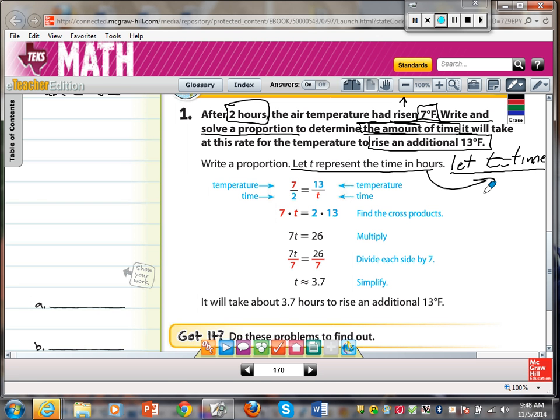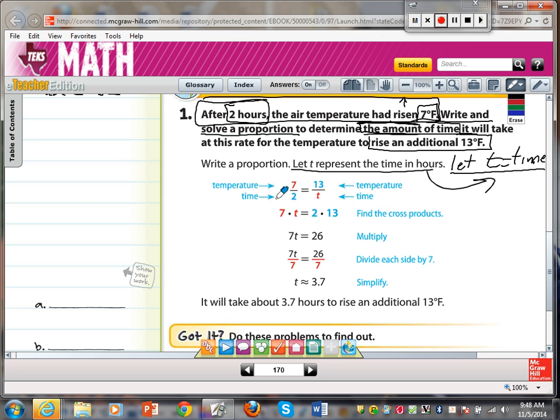Okay? So we first take the first part that they've given us. It says after 2 hours, the air temperature has risen 7 degrees. So 7 degrees will go on top, time will go on the bottom. Now from here, it really doesn't matter if you switch, if you put 7 to 2 or 2 to 7, because when you set up this other side, you'll have to set it up in the same manner as you did here. So temperature and time.